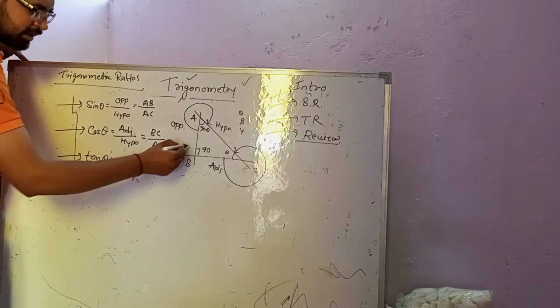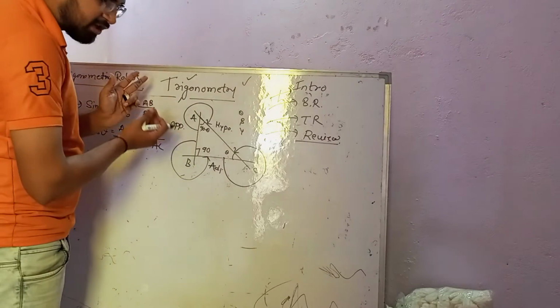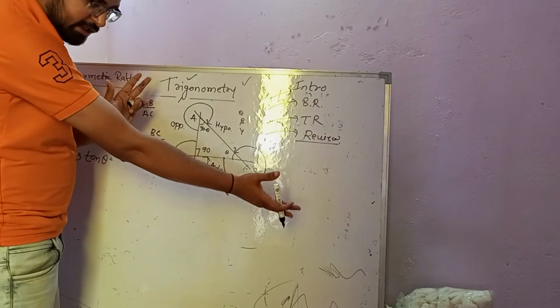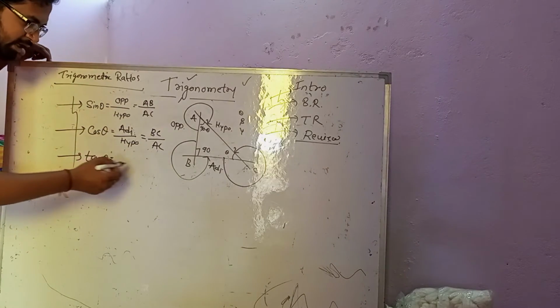Tangent you can also say. The tan theta is the ratio of these two. So in all three circles, you can see we were starting from the left hand side and moving towards the right hand side. So in this way, you memorize. So tan theta is the ratio.